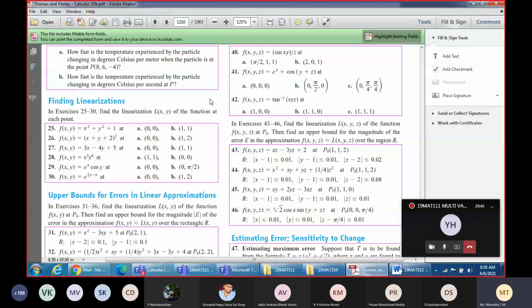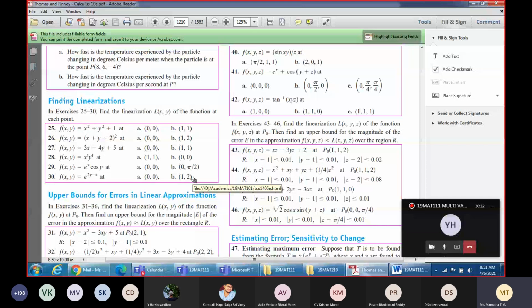So I want all of you to solve problem number 25 to 30, finding the linearization of the function. I don't want you to solve it with the A point. I want all of you to solve it with the B point given. Find the linearization of the function at the point B. Problem number 25 to 30.